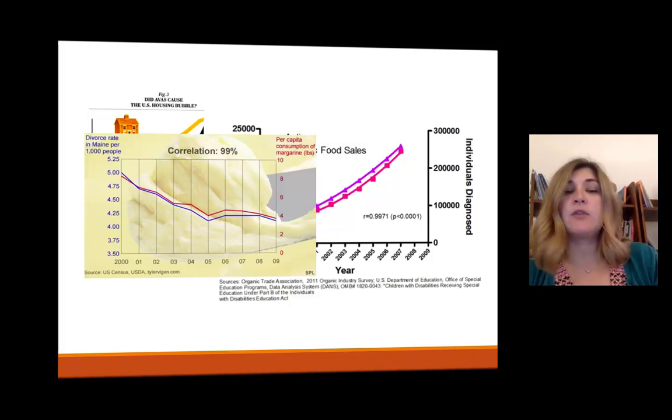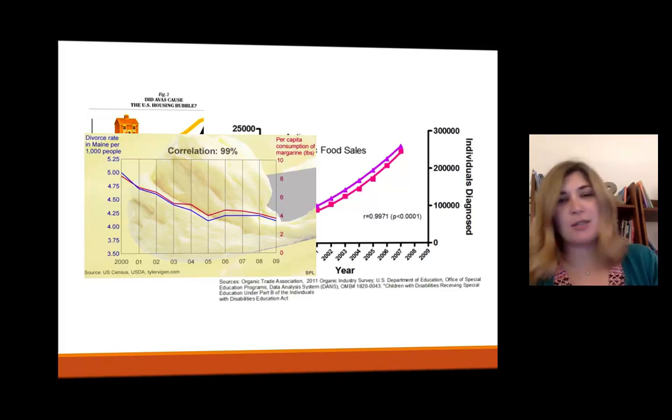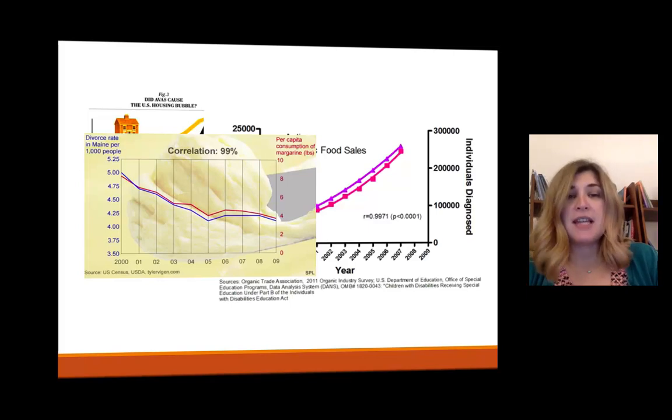Here we see a strong negative correlation with divorce rate and per capita of margarine, right? Those aren't related, but they have a strong relationship here. So the saying is, correlation does not equal causation. Just because they have a strong relationship does not mean that X equals or causes Y.